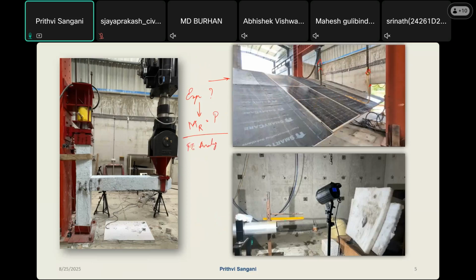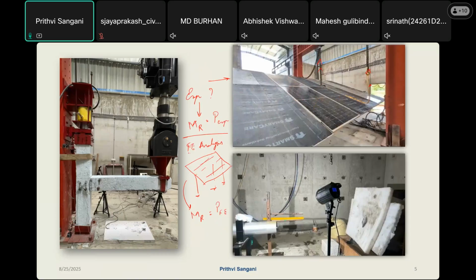In FE analysis, we'll build the same structure. First we'll model the structure, apply the loads on it, and again find out what the demands of the structure are. Let us say MR equal to, this is P experimental, and this is P FE. See, the model should actually replicate the correct experimental value. So P FE should be exactly equal to P experimental for an ideal condition.